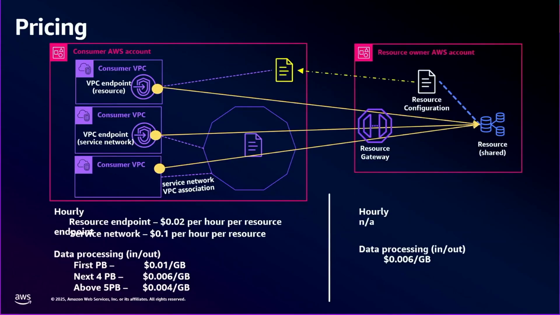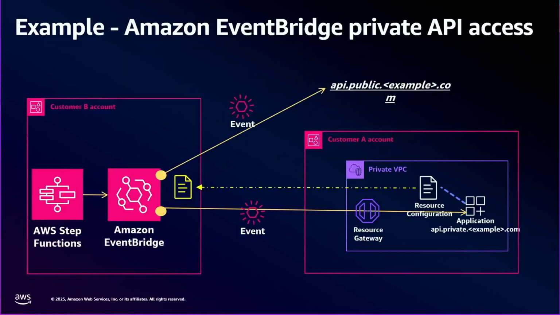From a cost consideration perspective, one of the best things to consider is resource endpoints are significantly cheaper, more cost effective from a cost perspective because it's $0.2 per an hour. Service networks, because you can scale multiple services within a specific resource endpoint, come at $0.1 per an hour. And then you are charged for the data processing costs associated with the data that's transferred through that.